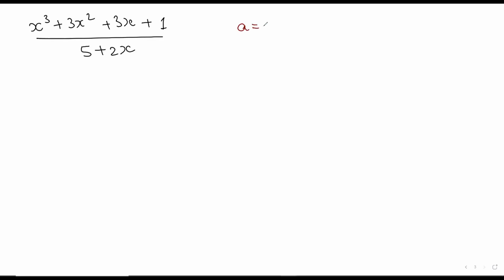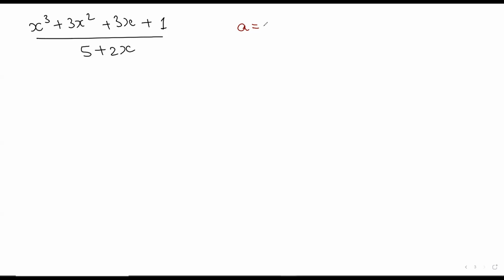Now, what is the remainder when x cubed plus 3x squared plus 3x plus 1 is divided by 5 plus 2x? Now, how are we going to do this? In this case, what is a? Let's see who is smart here. What is a in this case? Ma'am, minus 5 upon 2.